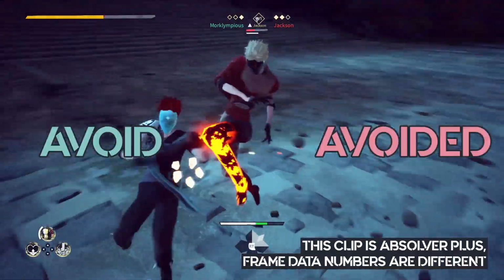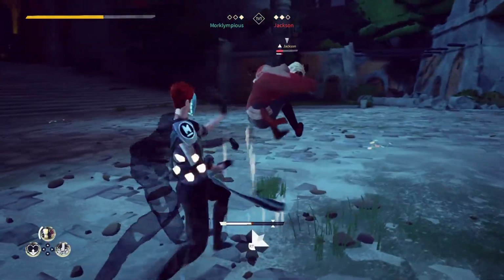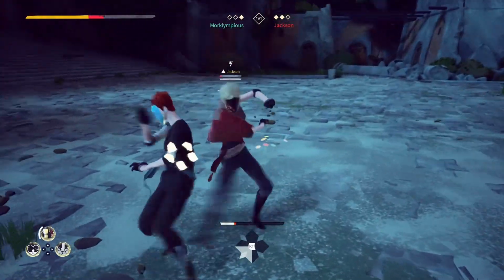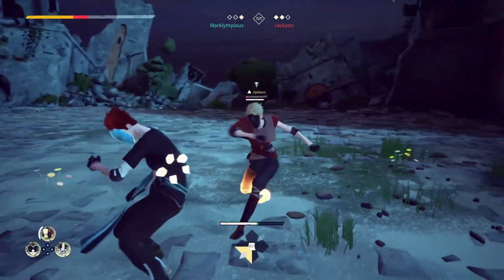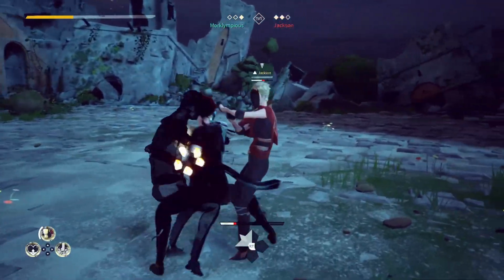Frame data. Today we're going to talk about frame data. It's something that's applicable not only to Absolver, but to fighting games as a whole. Frame data is essential in your understanding of pressure and what it takes to keep your opponent on the back foot. Now, frame data is just that. It's data. It's a game of numbers. It's a simple system of additives.